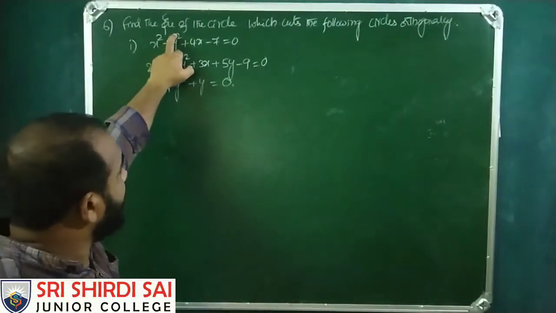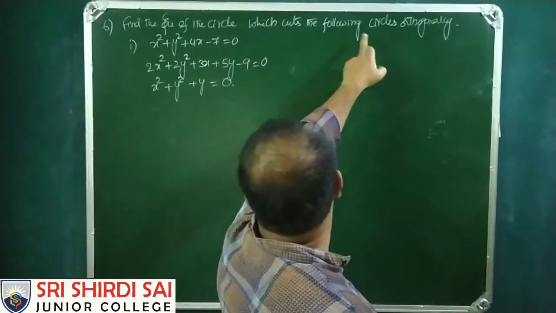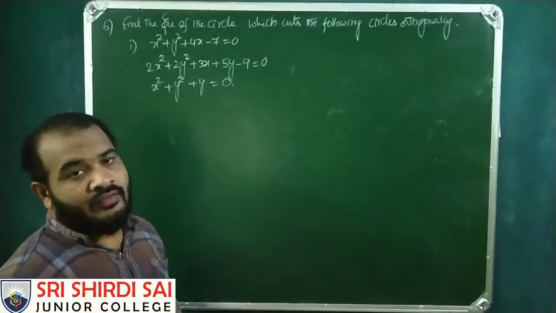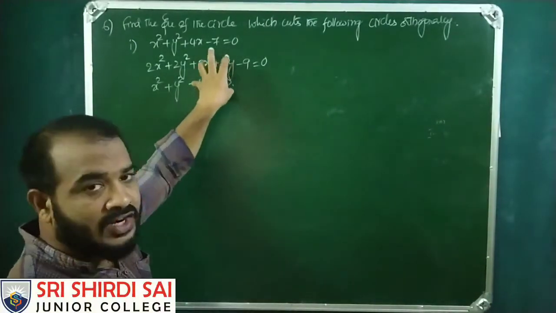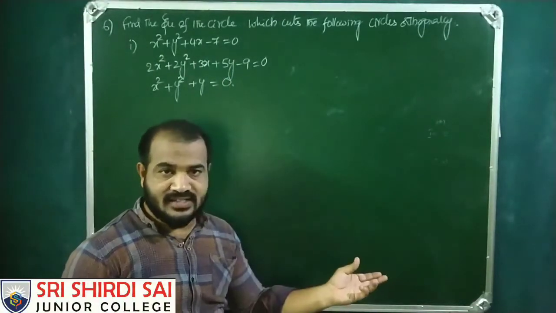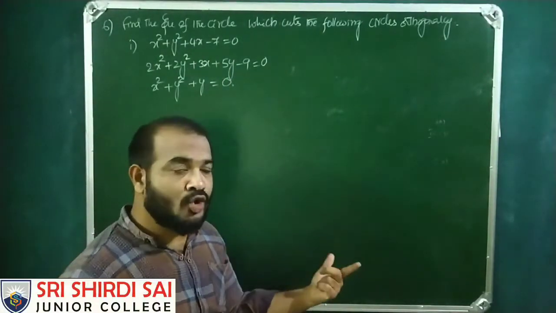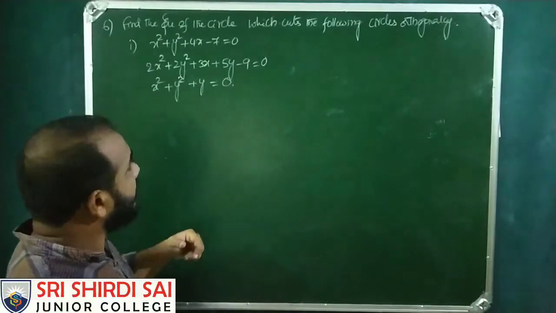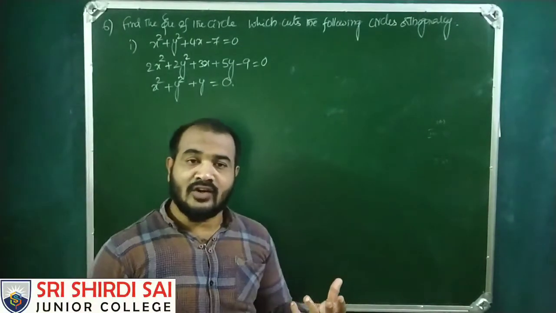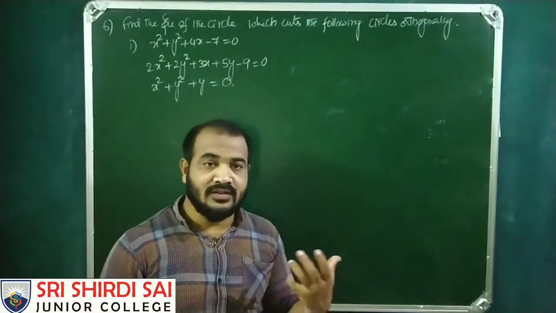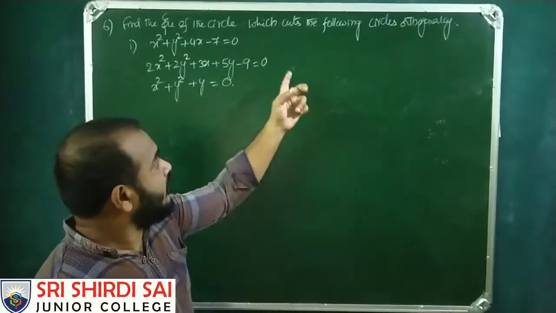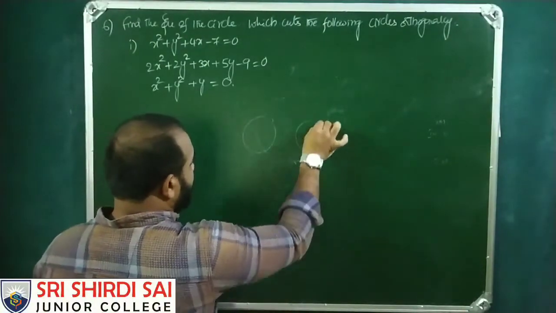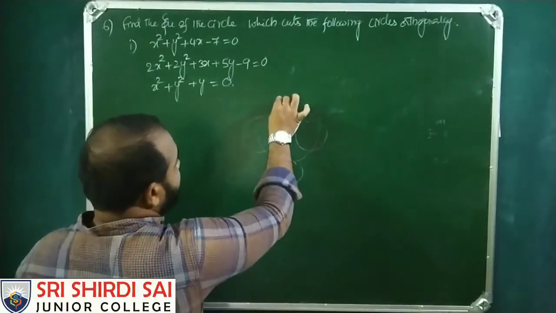Find the equation of the circle which cuts the following circles orthogonally. Three circle equations are given. For your information, the same kind of problem we have already discussed in exercise 2a, third Roman, fifth problem. There the radical axis and radical center concept was not discussed. Actually the three circles are like this, and one circle cuts all these three circles orthogonally.